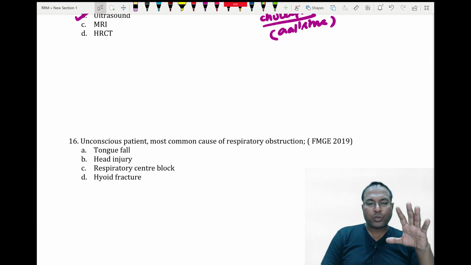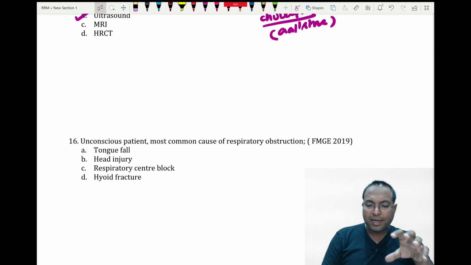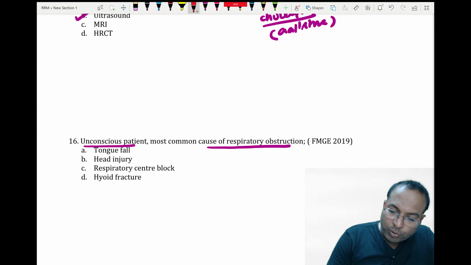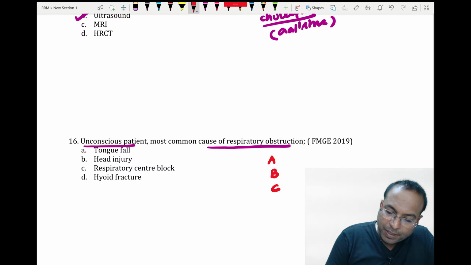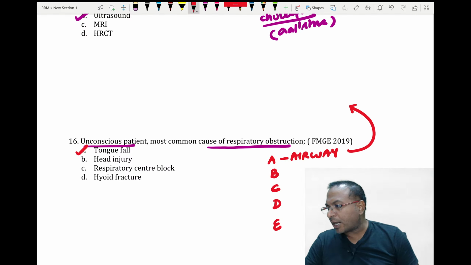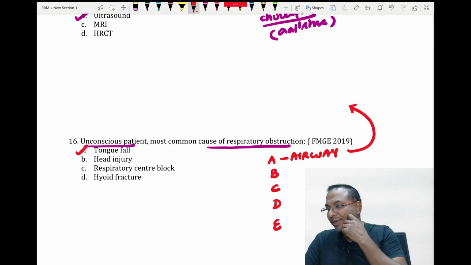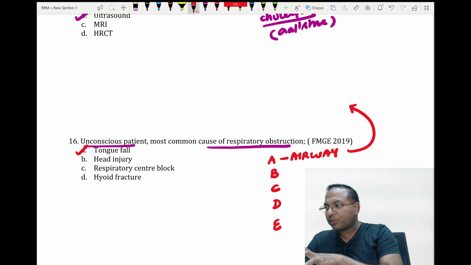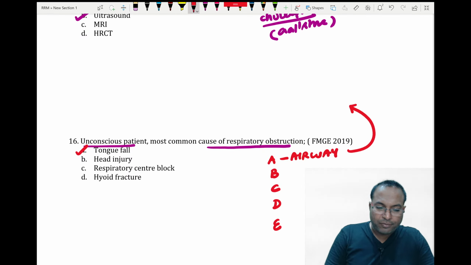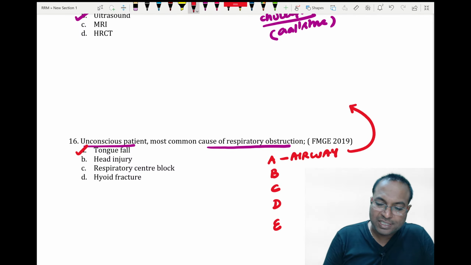So here comes a trauma question. Hereafter you will see most of the concepts repeated. This is FMGE 2019, the two papers we are discussing. Unconscious patient, most common cause of respiratory obstruction? I told you, in the primary survey, A, B, C, D, E, first the airway should be looked at. The most common cause of airway obstruction is the tongue falling backward. If you have doubts, please note them, and we will discuss them when such a concept comes, when we discuss appendicitis.